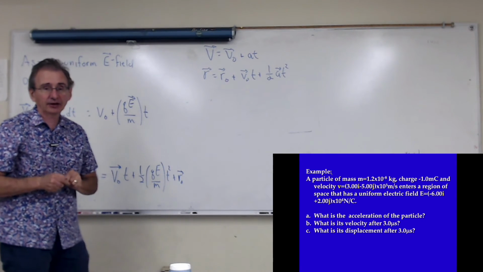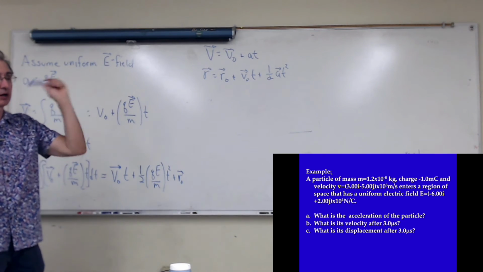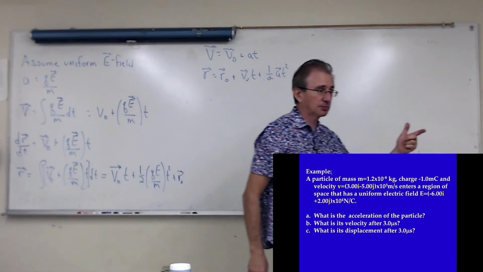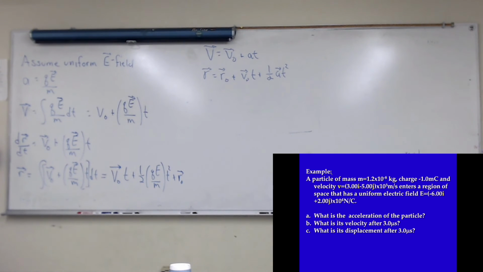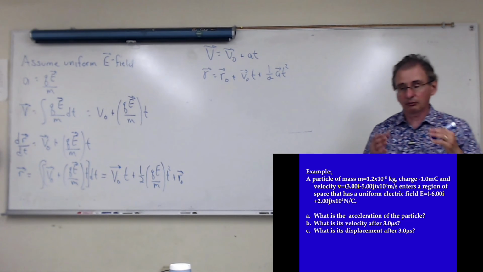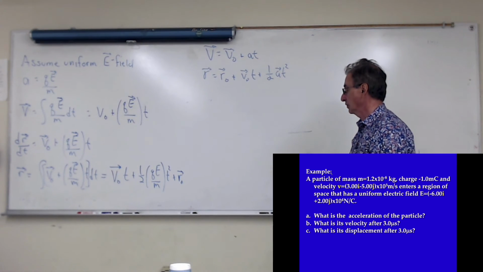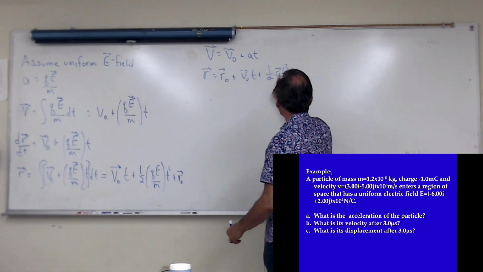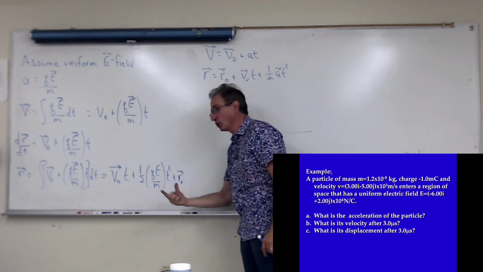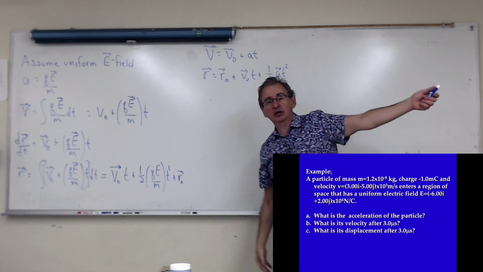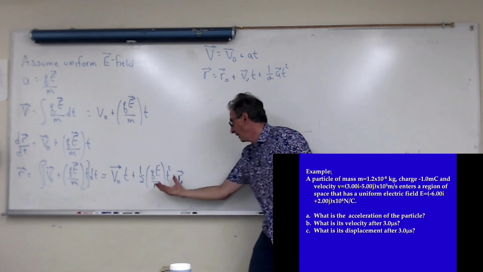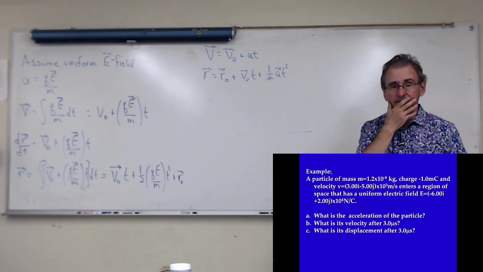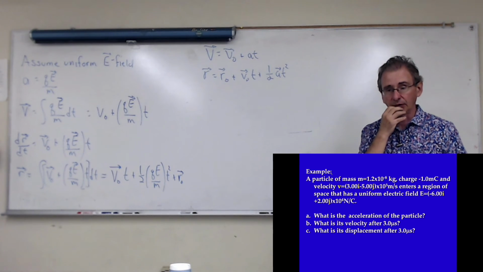So whether I talk about me taking a marker and throwing it across the room, or having a charged particle in a uniform electric field, the problem is the same. There's no difference. The only thing is the way we write the letter a, right? In this case, a has a special form, qE over m. When we're throwing an object across the room, a has the form g. That's the only difference. Okay, really, that's it.